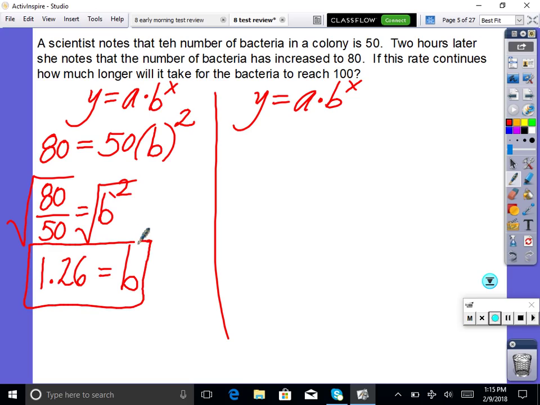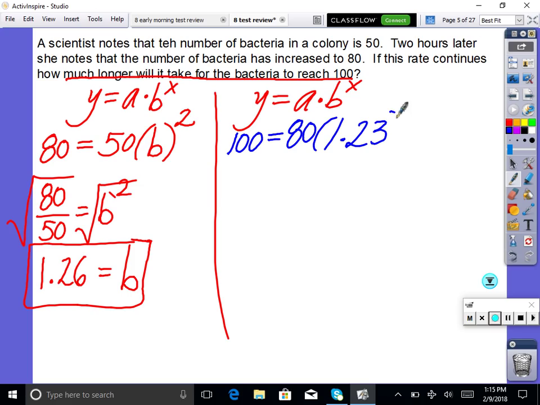So now we can use that information because it says if it continues to grow at this rate, how much longer will it take for the bacteria to reach 100? Now, based on the wording of this, you got to be pretty careful because we're no longer starting at 50. It says how much longer from here will it take? So our initial value, we're starting at 80 now. So how long will it take if we start at 80 to get to 100? Our growth factor is 1.23 raised to the x. Now we're trying to find how much time.